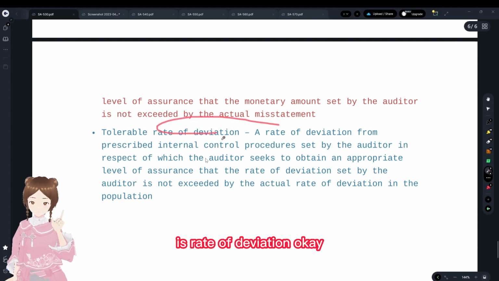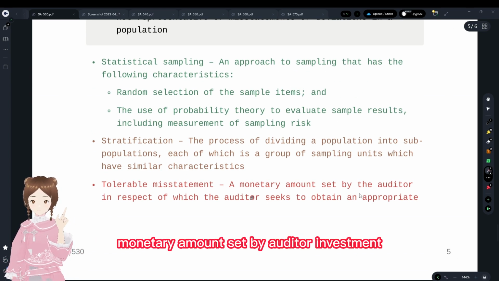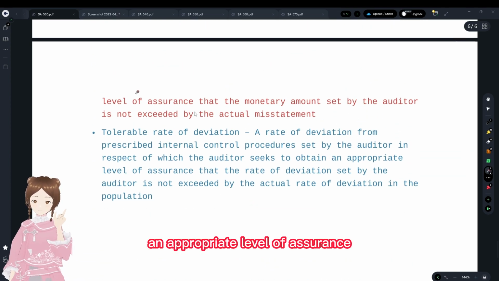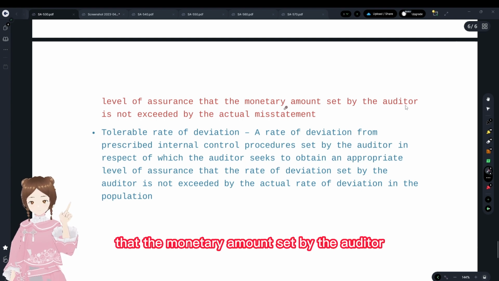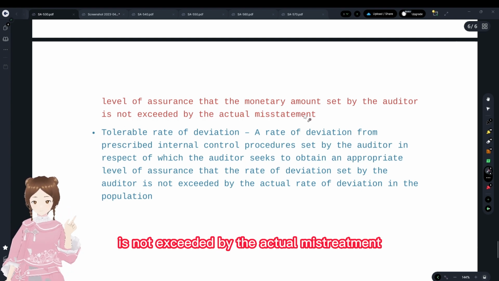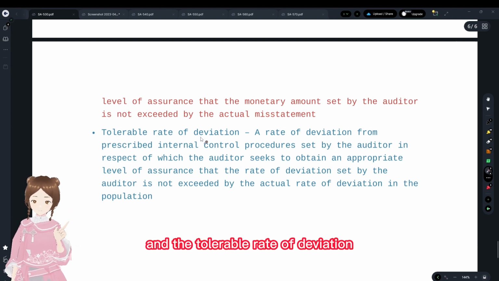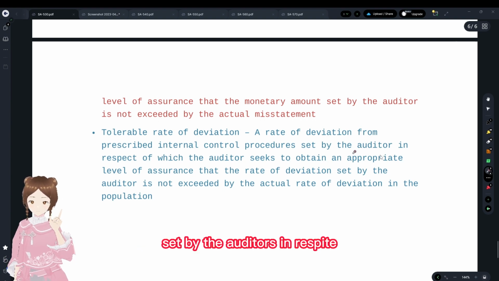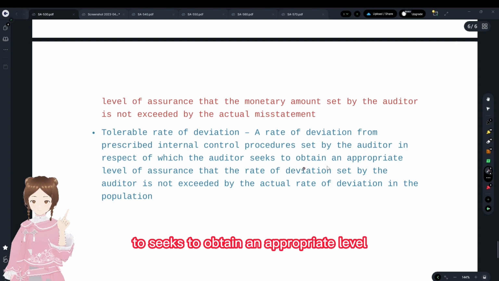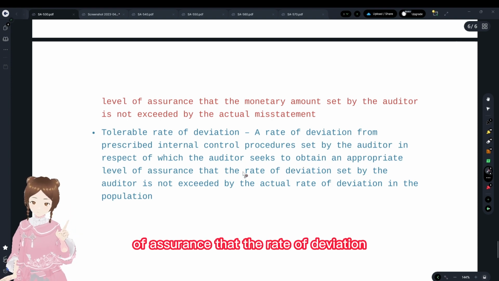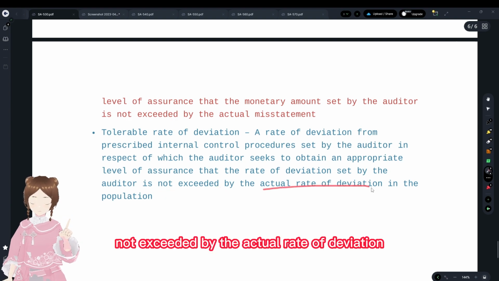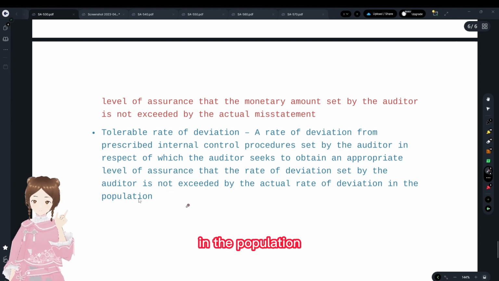Tolerable misstatement is a monetary amount set by the auditor in respect of which the auditor seeks to obtain an appropriate level of assurance that the monetary amount is not exceeded by the actual misstatement. And the tolerable rate of deviation is the rate of deviation from the prescribed internal controls set by the auditor, in respect of which the auditor seeks to obtain an appropriate level of assurance that the rate of deviation set by the auditor is not exceeded by the actual rate of deviation in the population.